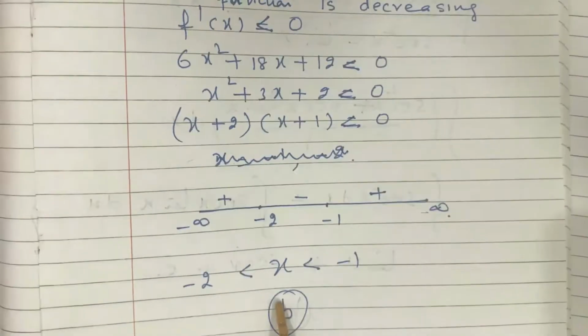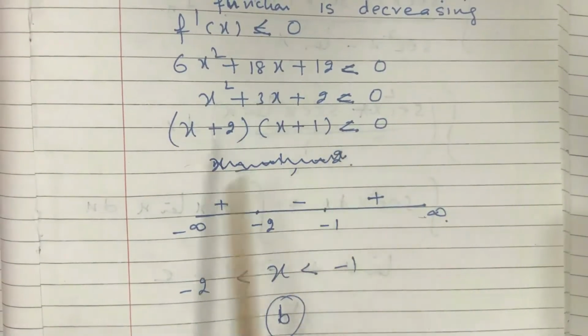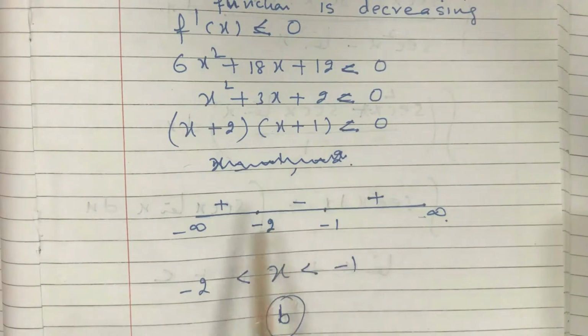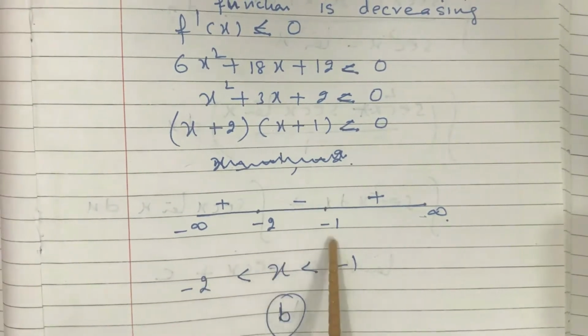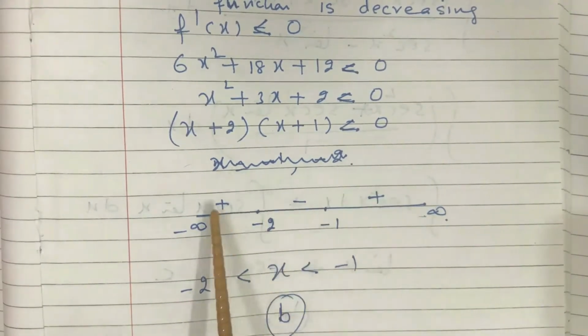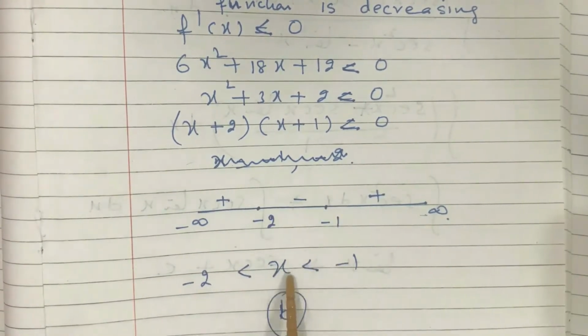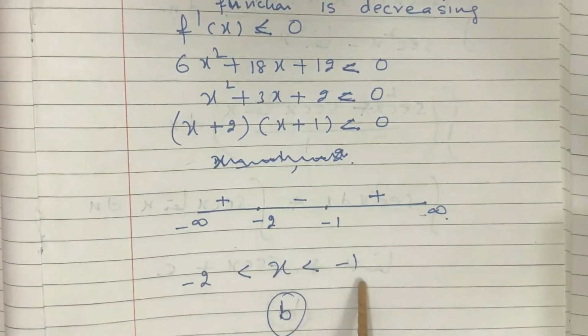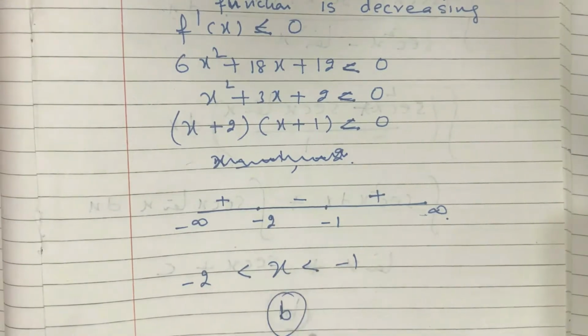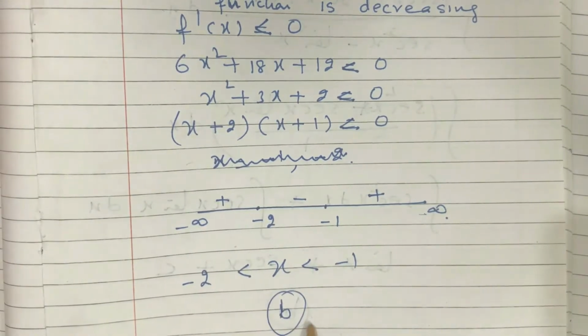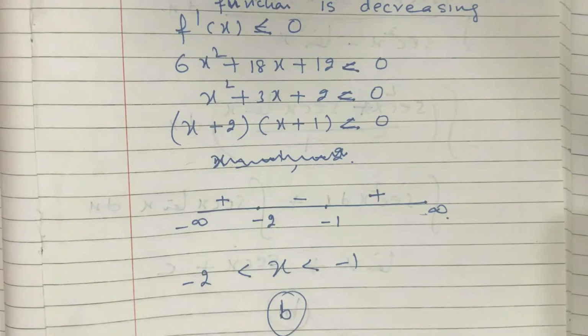So draw this on the number line. When you draw this on the number line, it is minus infinity, minus 2, minus 1 and infinity, with signs plus, minus, plus. So this function is decreasing in this interval. So x lies between minus 2 and minus 1. Here the function is decreasing. So this is the interval where the function is decreasing. So B is the option.